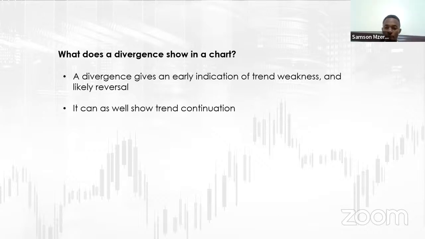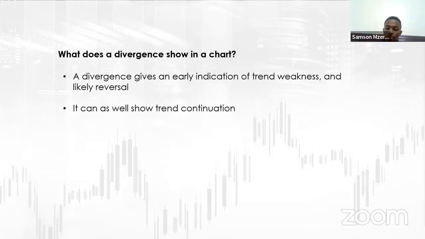So as well, you can check out for trend continuation using the divergences. There is another approach where you have regular divergences and you have the hidden divergences. Mostly the regular divergences will give a reversal of a trend, but the hidden divergence is where you find a trend continuation.